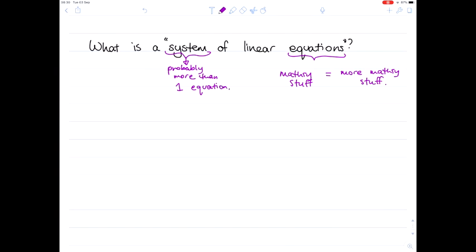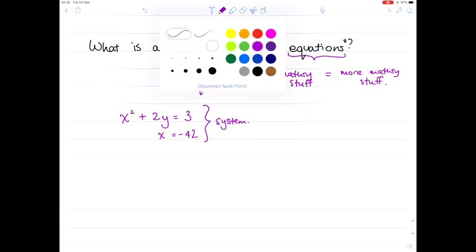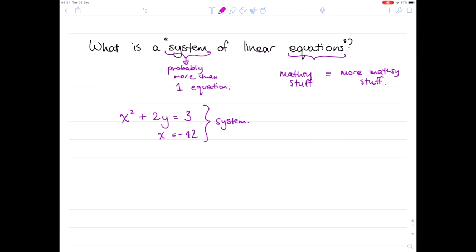So for example, you could have x squared plus 2y equals 3 and x is equal to minus 42, and together these two equations give you a system. So anytime you are solving multiple equations at the same time, it's a system of equations. So the final thing that we want to think about is, what does this word linear mean?